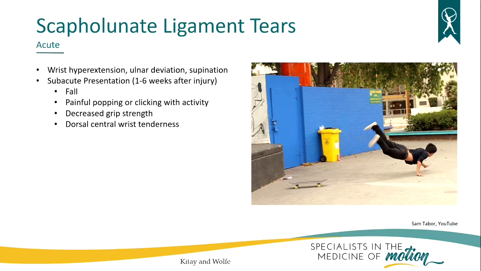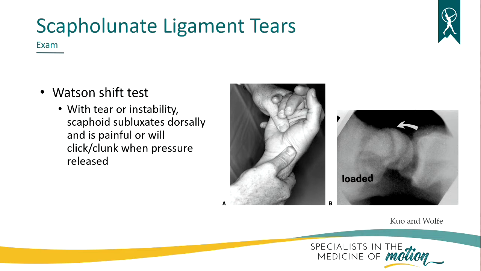Scapholunate interosseous ligament tears typically are also seen from a fall on an outstretched wrist. These patients may present subacutely several weeks after, just assuming they have a sprain. They may have a history of popping or clicking with activity, and they may describe a dorsal central wrist pain. A useful test for this is the Watson shift.